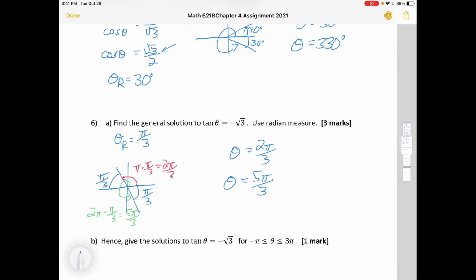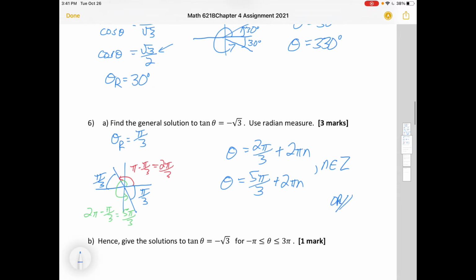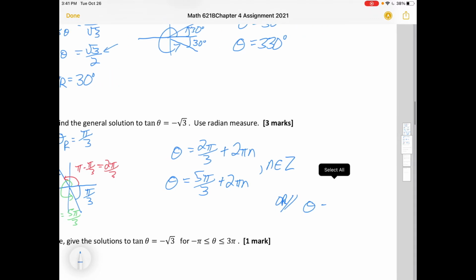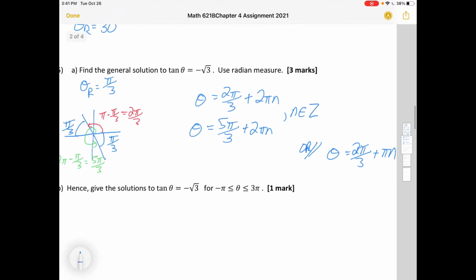Now that we have our two solutions written, we've got solutions in the first revolution. Let's turn it into general solutions. So give them each a plus 2 pi n to say that they recur every revolution. If you really want to get fancy, because it's tangent and those answers are just 180 degrees apart, you could write it like this, but you are not required to. Okay, it's still correct by writing it as we have it up here, like this.